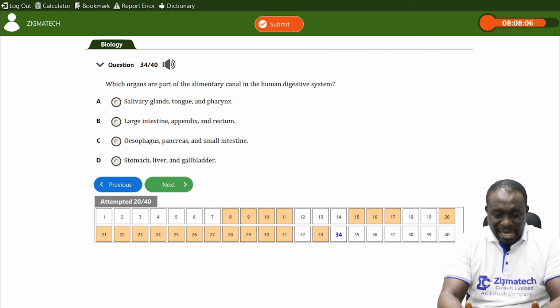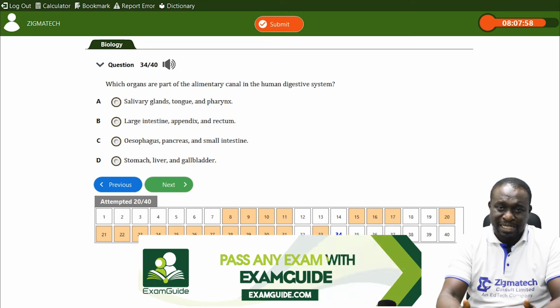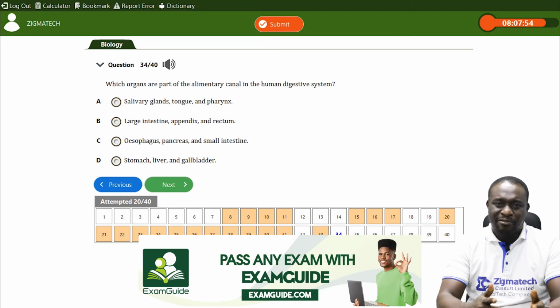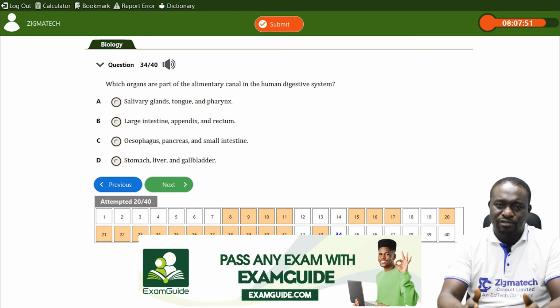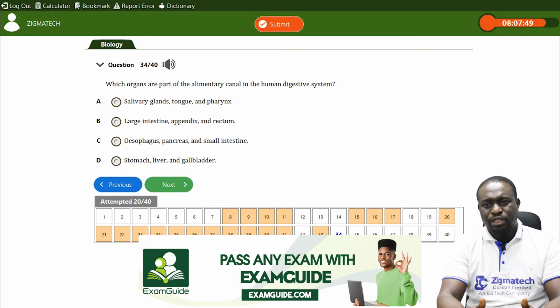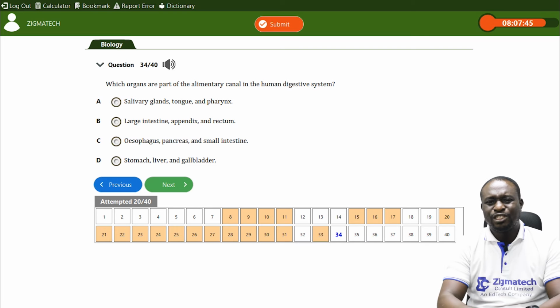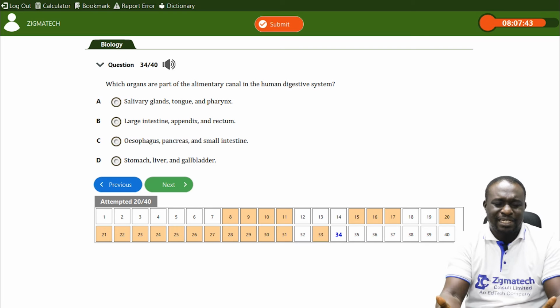Now, the stomach, yes, is part of the alimentary canal. The liver, like we mentioned for the pancreas in option C, can be considered as part of the alimentary canal because the pancreas and the liver are both found near the duodenum. Okay, but the next one is gallbladder. Gallbladder plays no major role in digestion.